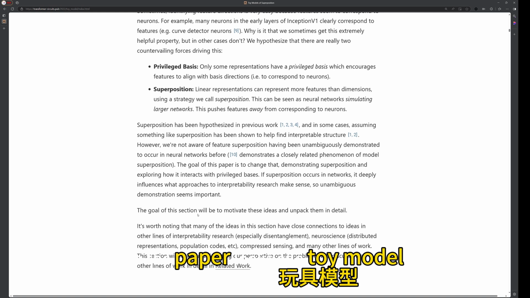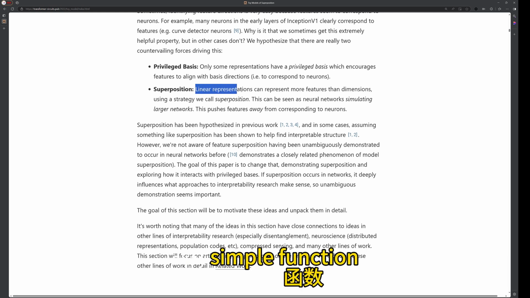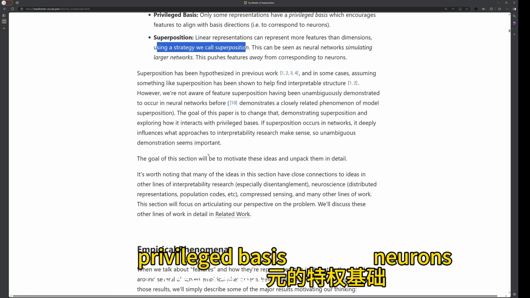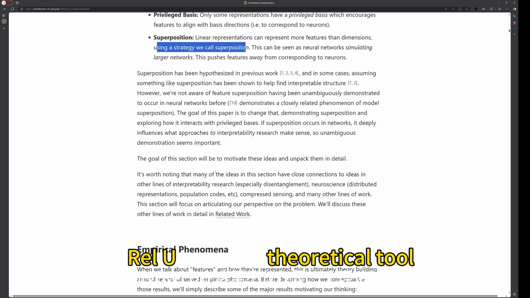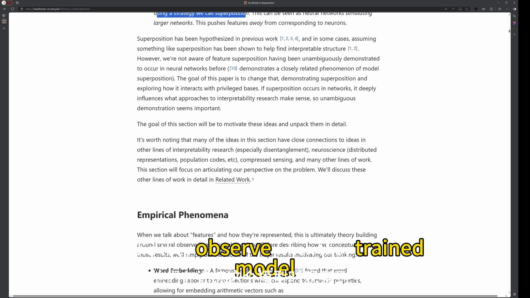So the paper looks at a toy model that computes the absolute value function. Simple function. But it needs to use ReLU, which creates this nonlinearity and the privileged basis from those neurons. So the ReLU is not just a theoretical tool here. It's part of the computation. It's integral.